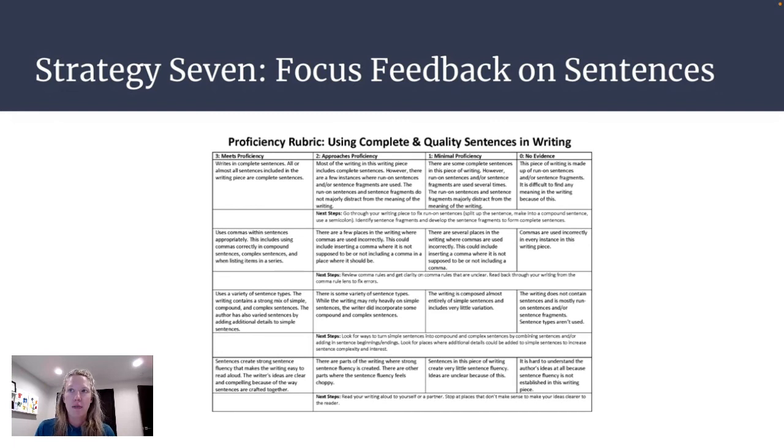So this rubric that I have pictured on the screen is looking at things like, does the student write incomplete sentences? Do they use commas appropriately within sentences? Do they use a variety of sentence types? And do they have strong sentence fluency? The rubric also pictured on the screen, I have as a free download, and I'll put the link right after this video so that you can check that out if you are interested.